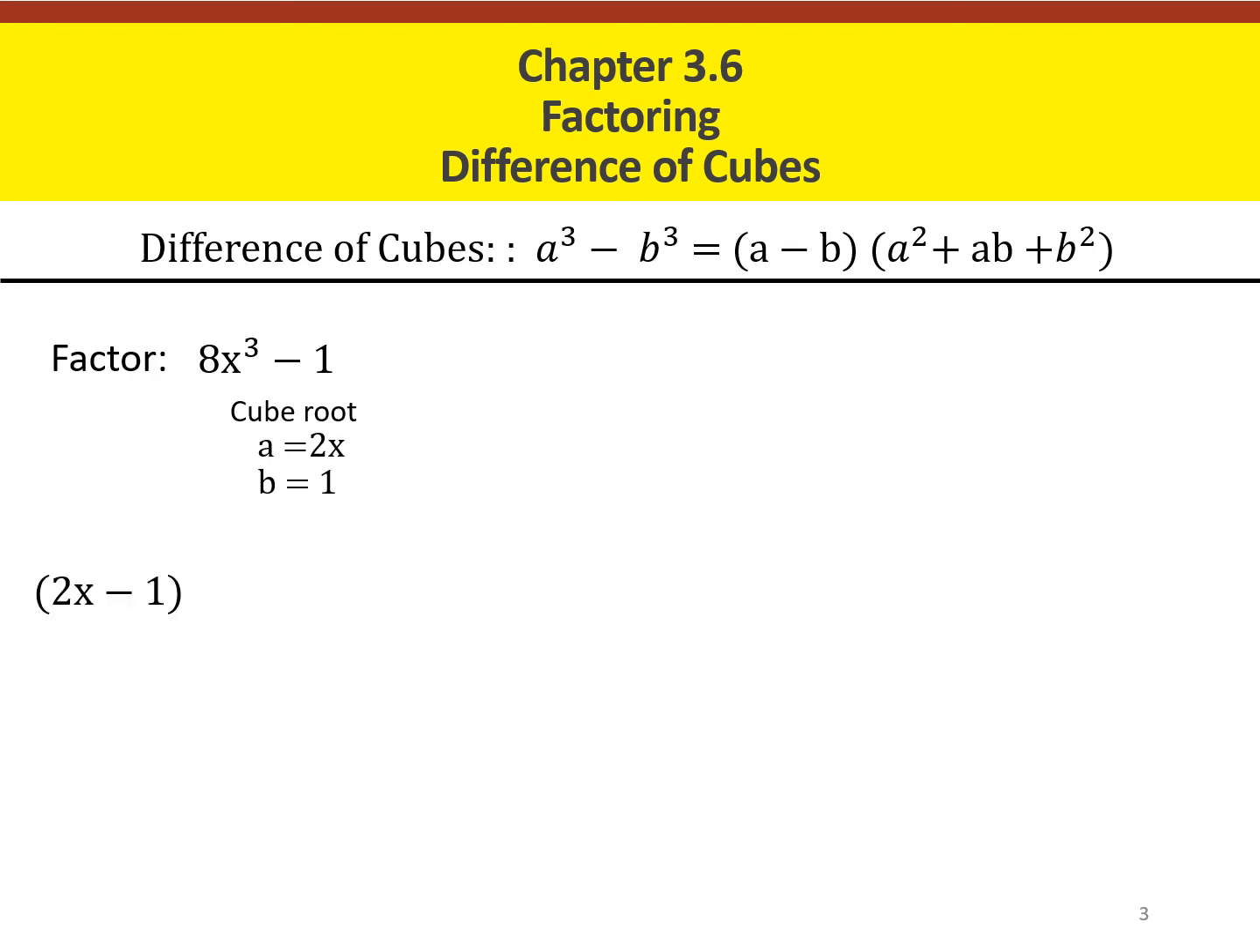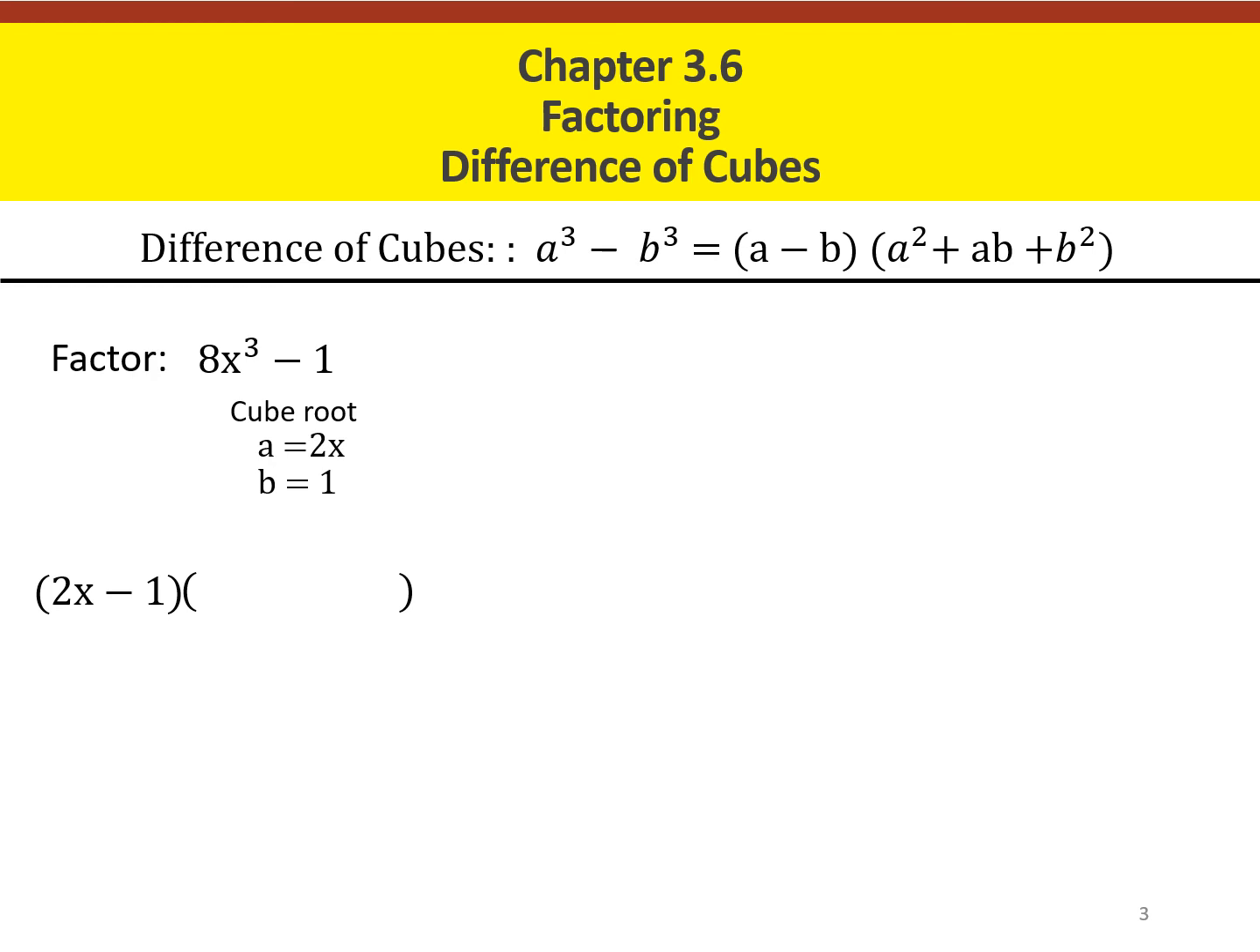You set up your first parentheses and you write the a minus the b: 2x minus 1. Now why did I say minus? Because remember, SOAP, S for SOAP, stands for same. And we started out taking the difference of cubes with the subtraction symbol, and we do the same thing here. Same sign.